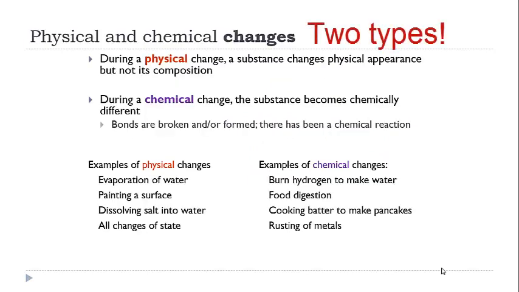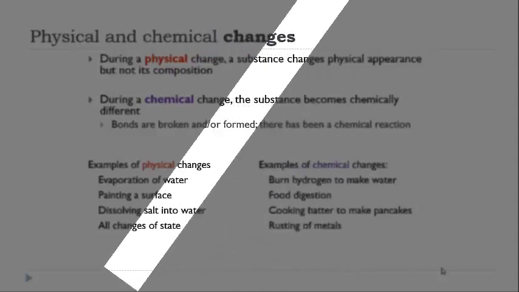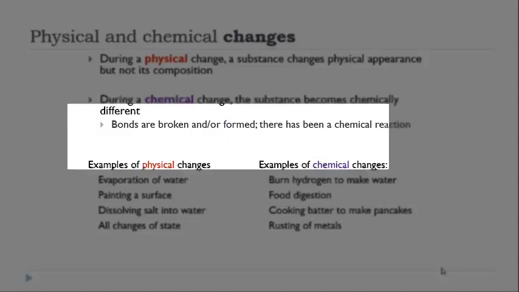There are also physical and chemical changes. During a physical change, a substance changes its physical appearance but not its composition. Whereas during a chemical change, the substance becomes chemically different. Bonds are broken and or formed. There's been a chemical reaction in a chemical change.